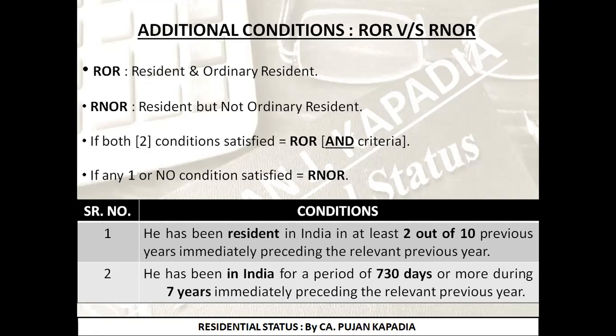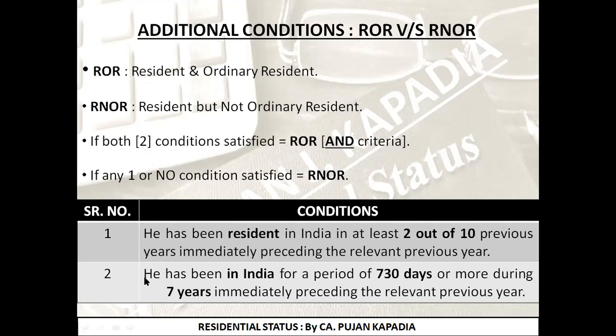So what I'm checking over here, I'm getting the list for all the 10 years, whether he would be a resident or a non-resident. If he is a resident for at least 2 years out of the 10 previous years, then we would say that your condition number 1 is being satisfied. I hope I'm clear with this.